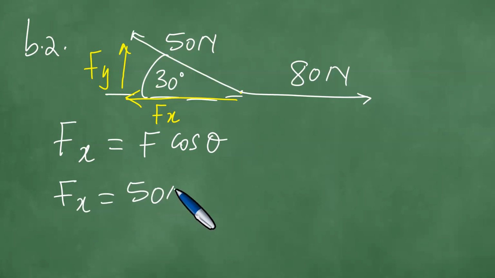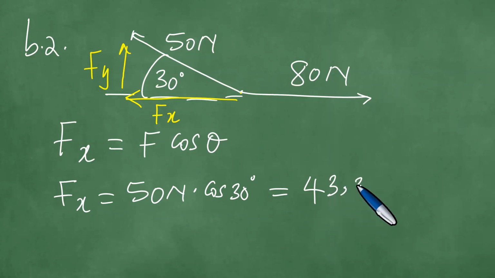The force applied is 50 newtons multiplied by the cosine of 30 degrees. One uses a calculator for this, and 50 newtons times cosine 30 degrees is actually 43.3 newtons. So once we have this, we have both the vertical and the horizontal components, and therefore we want to find the resultant vector. So let us continue to analyze this question.